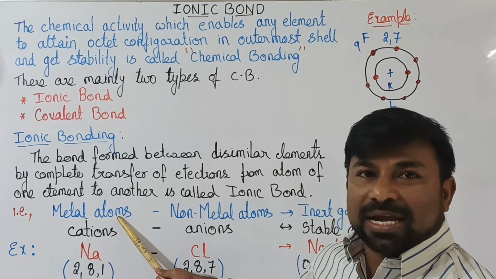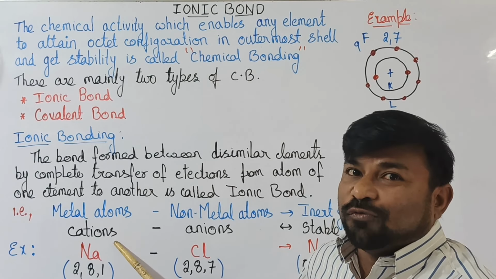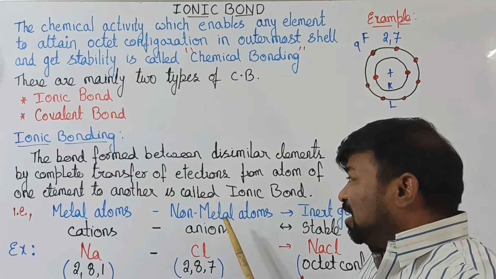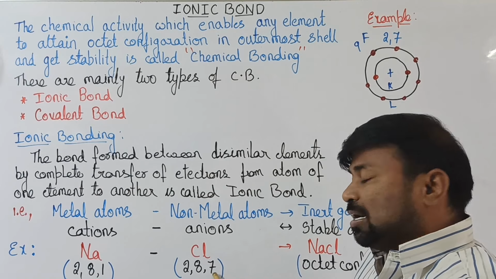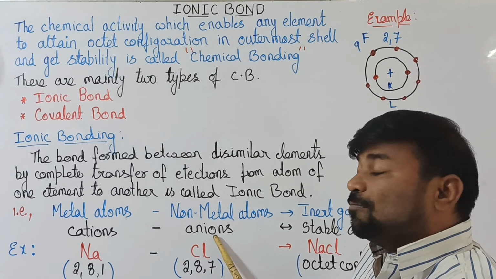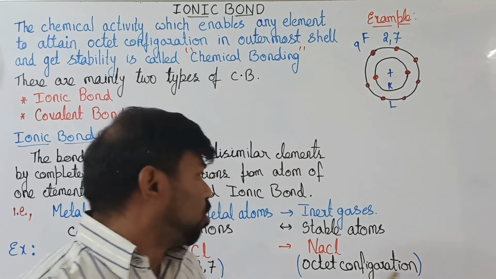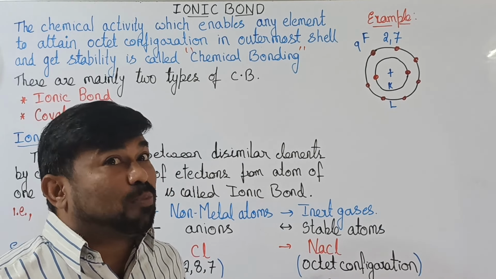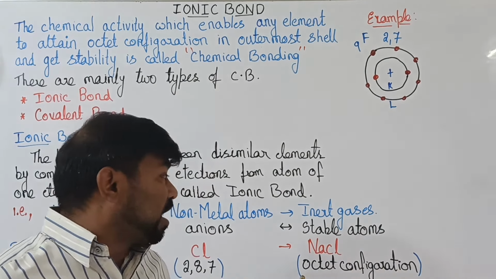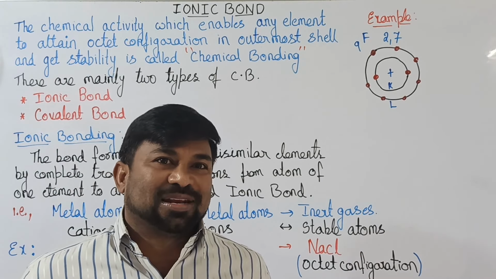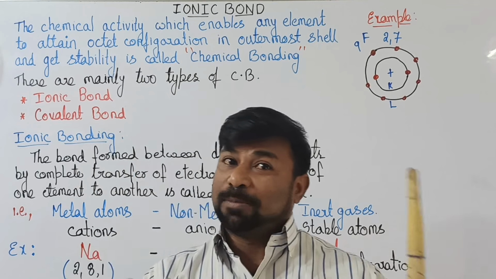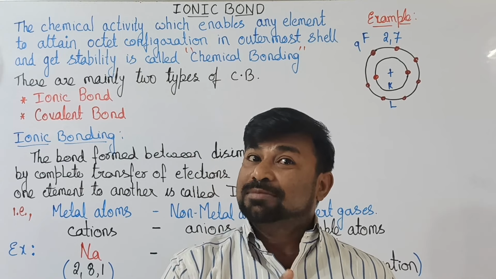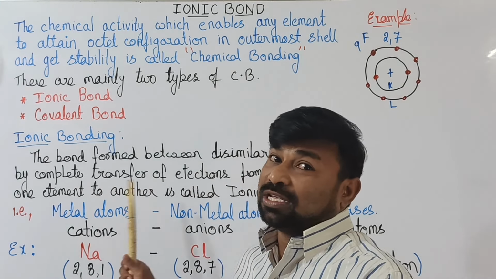So these metallic atoms are ready to form cations. I have taken the example of sodium. They are ready to lose that 1 electron so that the non-metallic atoms will gain 1 electron and become anions. So sodium and chlorine combine together and form sodium chloride. Of course both sodium and chlorine now have octet configuration. Now they are stable. So this is an example of an ionic bond, but please remember, an ionic bond is formed by complete transfer between two dissimilar elements, especially metallic atoms and non-metallic atoms.